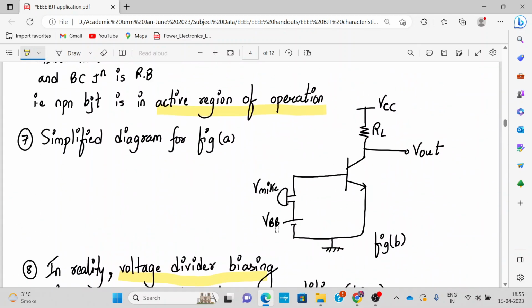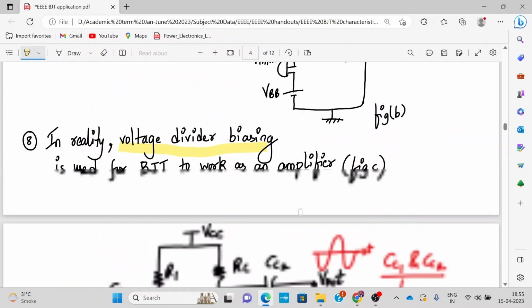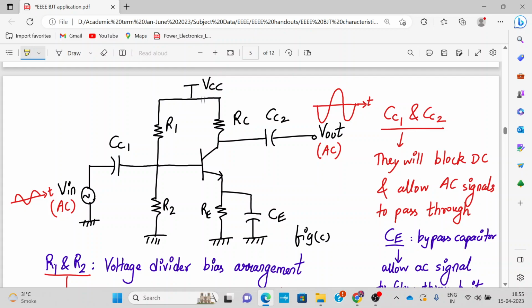Actually here, what are we doing? We are requiring two power supplies. In reality, we don't require two power supplies. Biasing will make it so that from one power supply you derive the other voltages as well. So from one power supply VCC, we will be deriving the voltage VB.